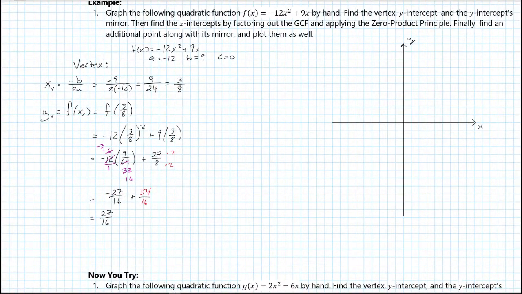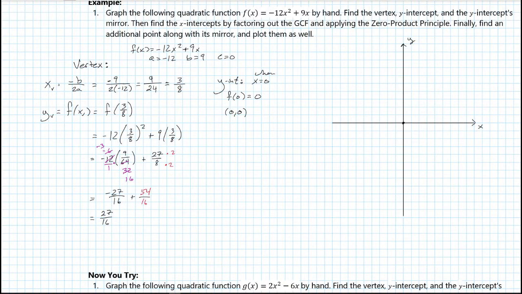Let's start with the y-intercept and its mirror. The y-intercept occurs when x equals 0. So I say f of 0, and I note that that is going to be just 0, right? So we have a y-intercept of 0, 0. So I can definitely plot that now. That's obviously right there at the origin. That's one of the points on the graph.